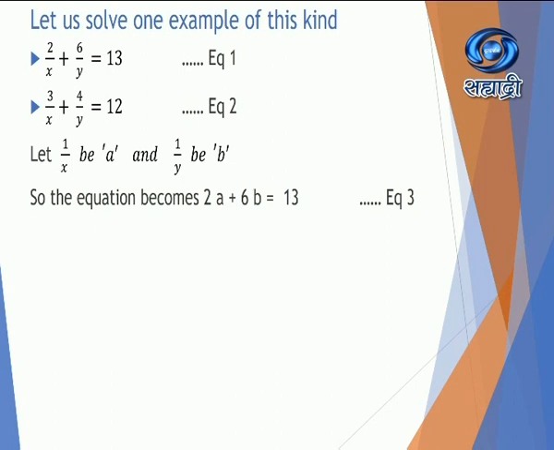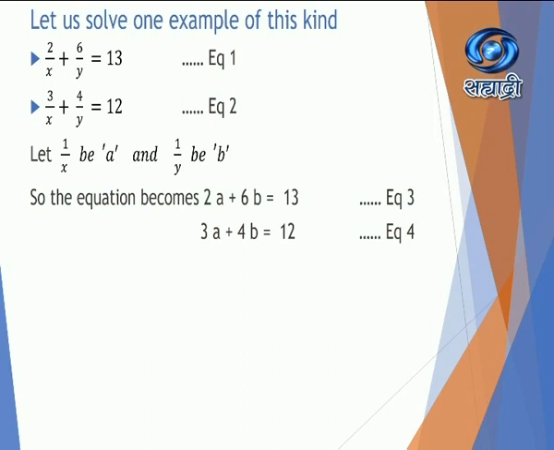So the equation now becomes 2a plus 6b equal to 13. Let us label this as equation number 3. And the second equation will be 3a plus 4b equal to 12, which I have labeled as equation 4. You can see, children, 1 upon x is equal to a and 1 upon y is equal to b, as we have considered. The first equation gets converted to 2a plus 6b equal to 13 and 3a plus 4b equal to 12, marked as equation 3 and equation 4 for the further process.